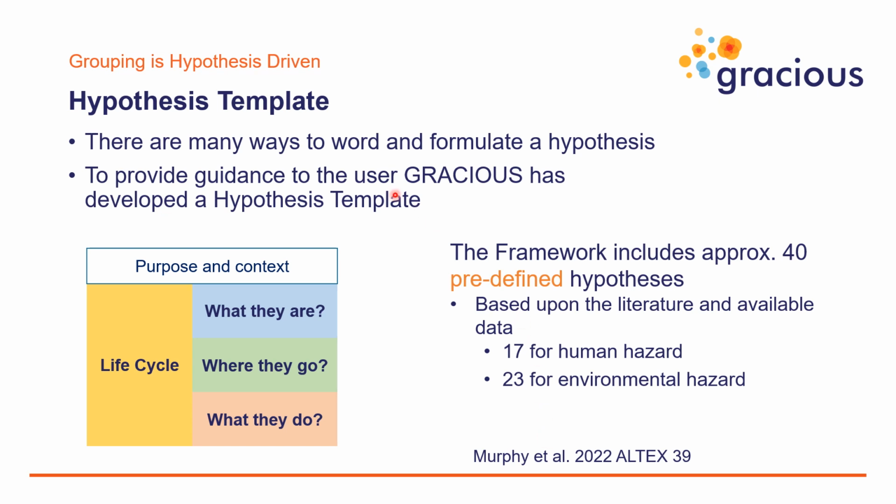So there are various different ways in which a hypothesis can be constructed. So we generated a template that guides the user to include the most important information within that hypothesis. The template includes a life cycle stage, what they are, which is their phys-chem characteristics, where they go, which is their fate and behavior in the environment and their toxicokinetics in the body, and what they do, which are their hazards. And this is within a context of maybe an occupational exposure or an environmental exposure.